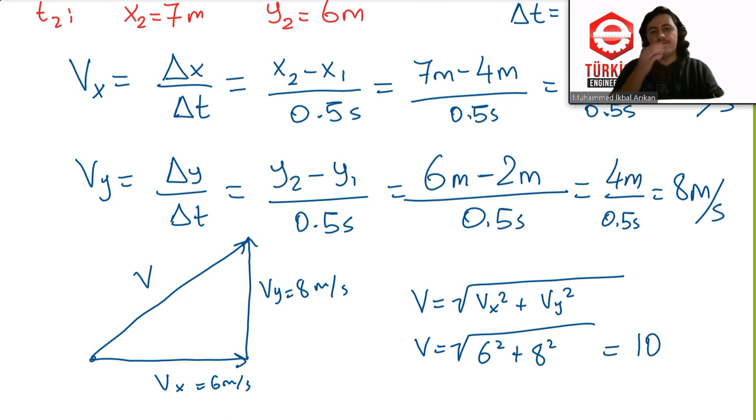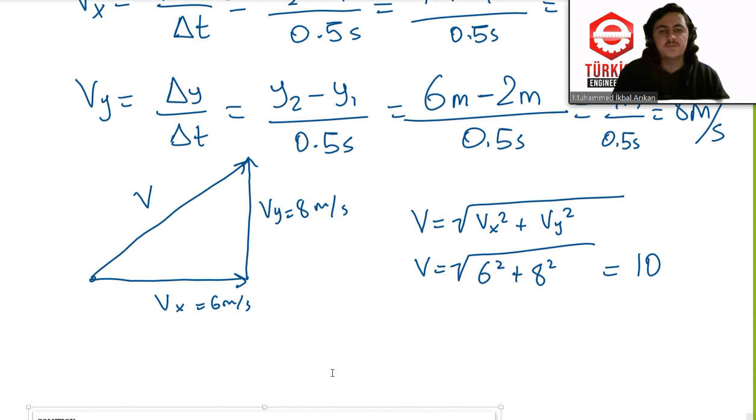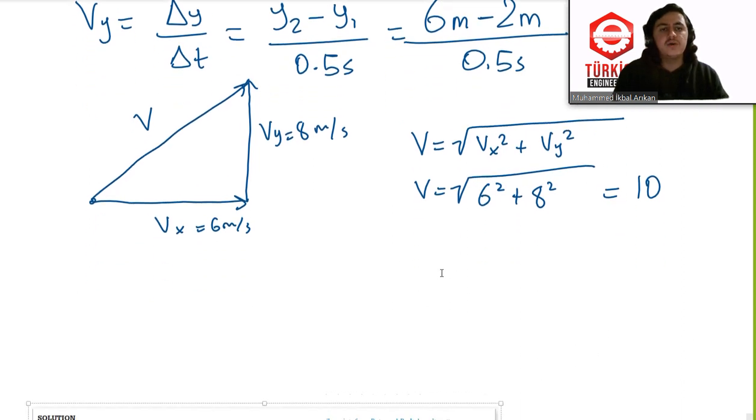And this is a well-known triangle: 6, 8, 10. It is just double of the 3, 4, 5 triangle. You know, the 3, 4, 5 triangle is one of the special triangles, and here, as you see, it is 6, 8, 10. So here, actually, I found my resultant velocity.